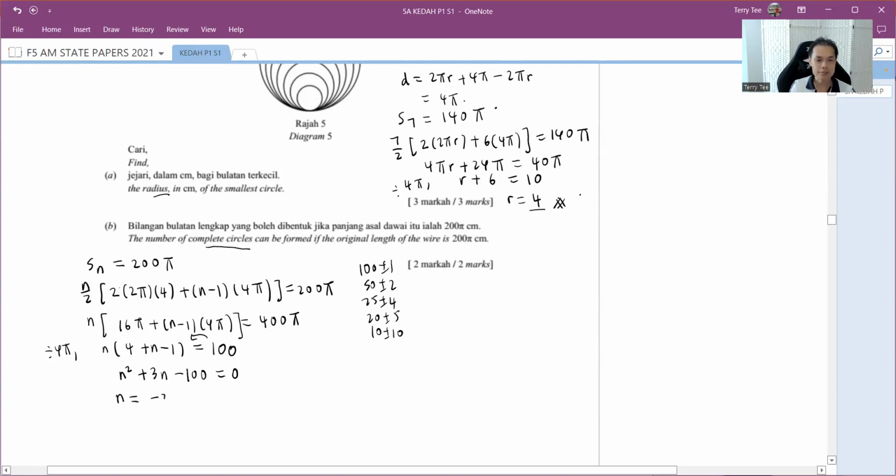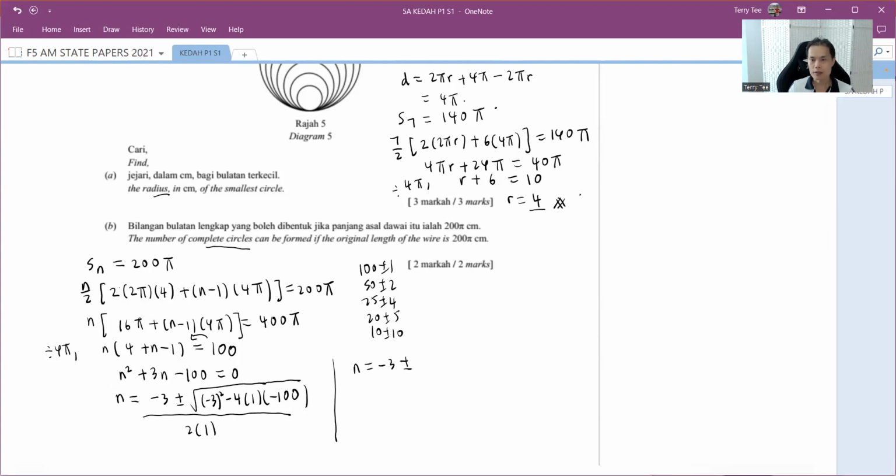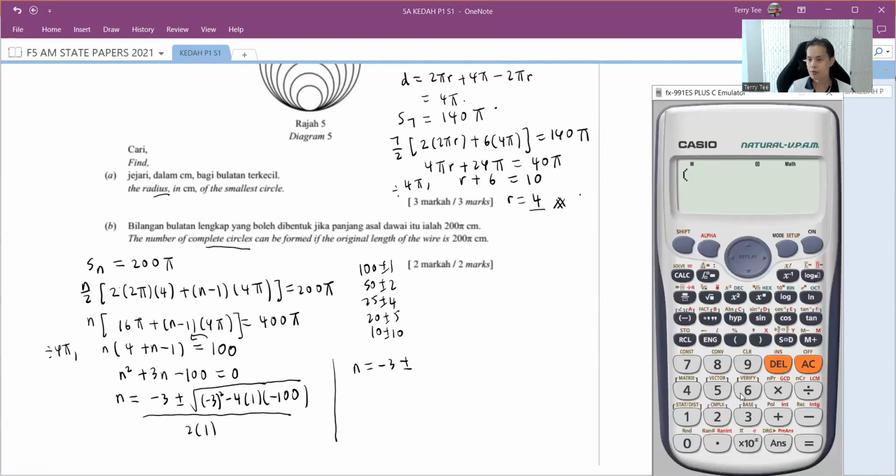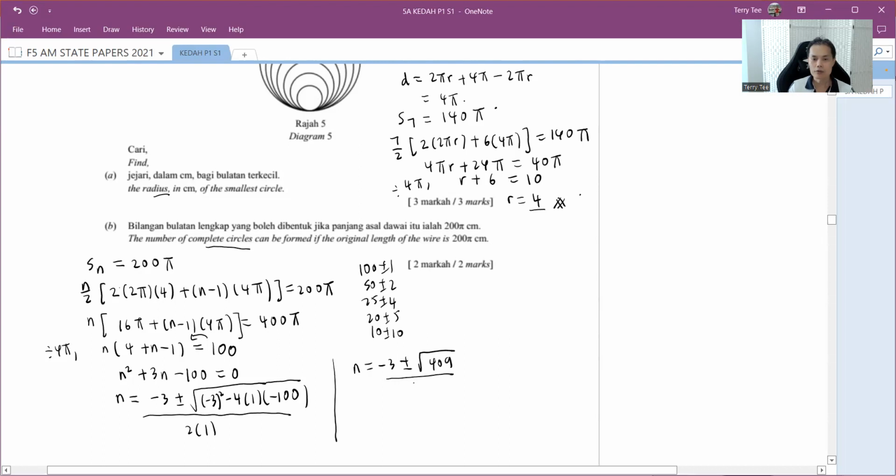n equals negative b plus minus square root of b squared, which is negative 3 squared, which is 9, minus 4ac, over 2. So my n is therefore minus 3 plus minus the square root of 9 plus 400. You can't do it mentally, just use a calculator. Minus 3 squared minus 4ac, negative 100, gives 409. So this is the square root of 409 over 2.